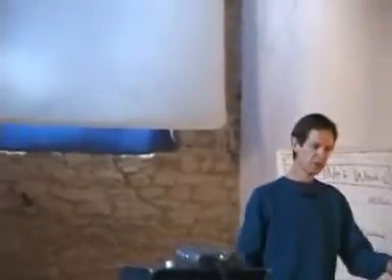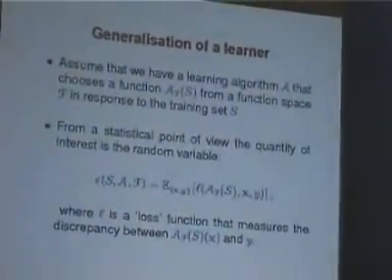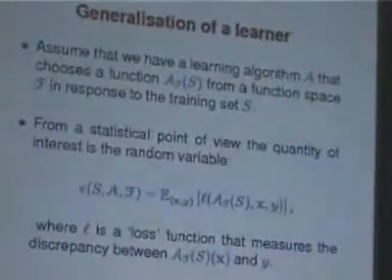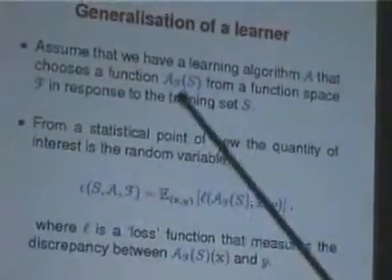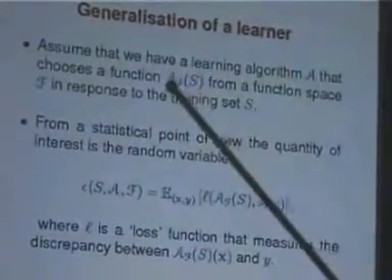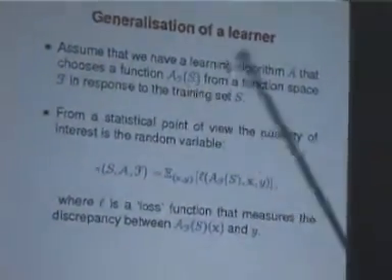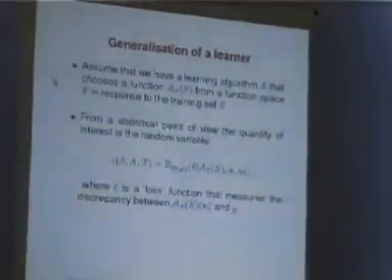Now this leads very immediately to what we would then try and do. Typically a learning algorithm, and I'm using a curly A here, would choose a function from a function space F, and I'm denoting the function it chooses by the algorithm A_S applied to the training set S. So notice that the actual choice of function will depend on the training set.